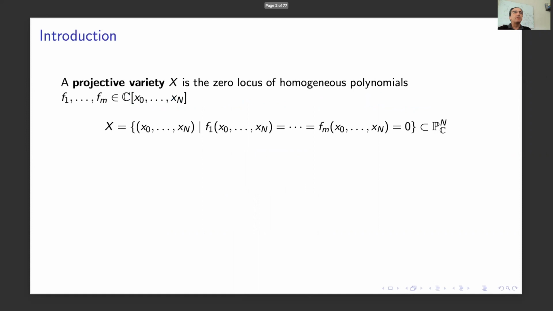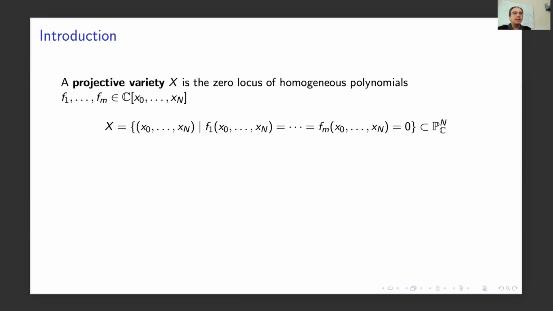But let's start from the very beginning. Let's consider the main object of study of birational geometry. So like most of you or all of you know, a projective variety is defined as the zero locus of some homogeneous polynomials. In this case, for this lecture, we will focus only on the complex numbers. So we'll assume that these polynomials are defined over the complex numbers.